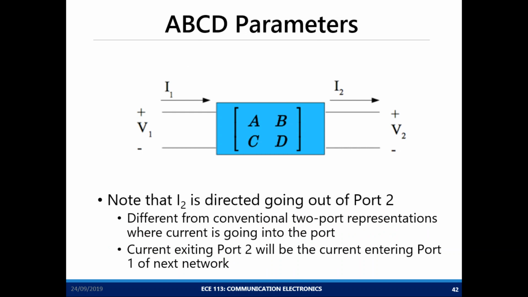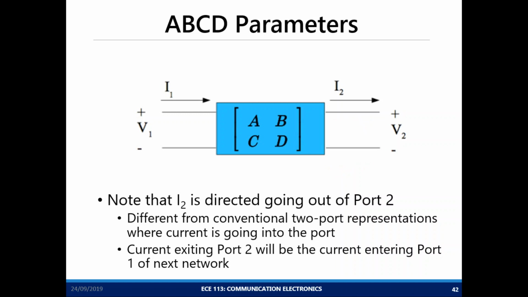Consider this network right here with ABCD parameters. It's a two-port network. There's a voltage input and a current input, which results in a current going out in this direction and a voltage with this polarity. Just note first that the current at port 2 is going out of the port, as opposed to what we define for Z and Y matrices, where the current is going into the port. So be careful with that.